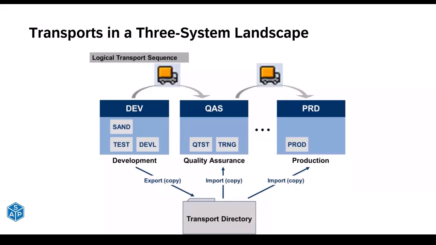And in your next system, when you import those changes into your next quality system, it will read from that common transport directory and import. It will check these two files, the core file and the data file. If everything is okay, it will import those changes into the system.